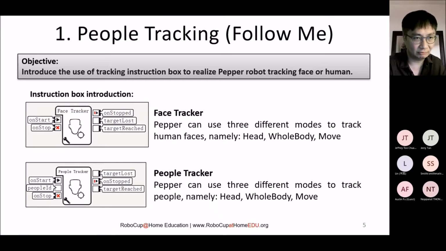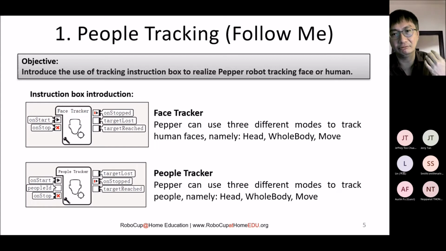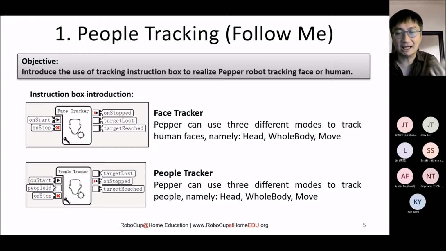Okay, so we have these two instruction boxes, and you can see the input and output for them. For the face tracker, the input is very normal: on stop, on start. Then the output is on stop. Then we have one target lost and target reached. So one is telling you that the tracking is successful because you already reached the target, or target lost, which means Pepper actually cannot find that person.